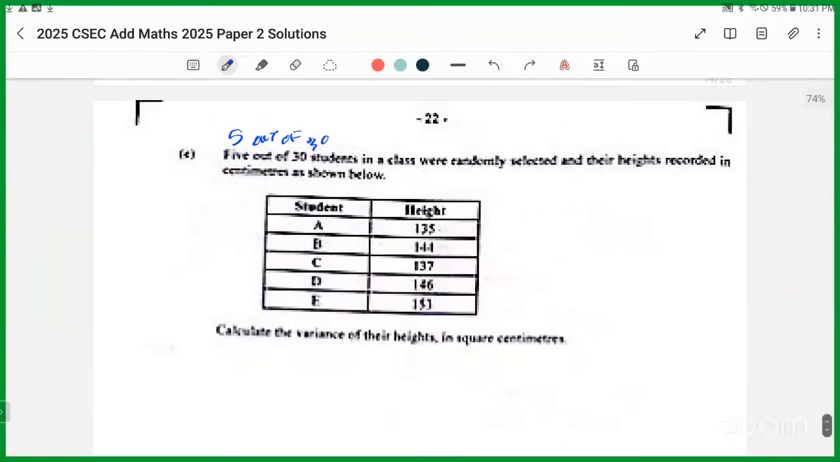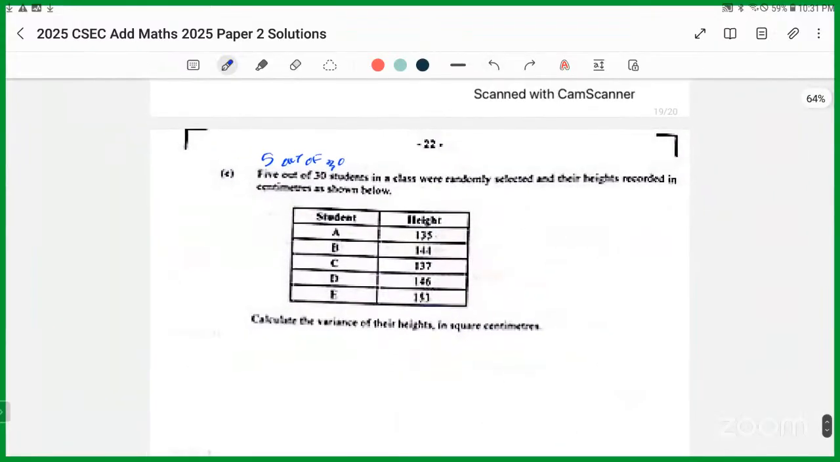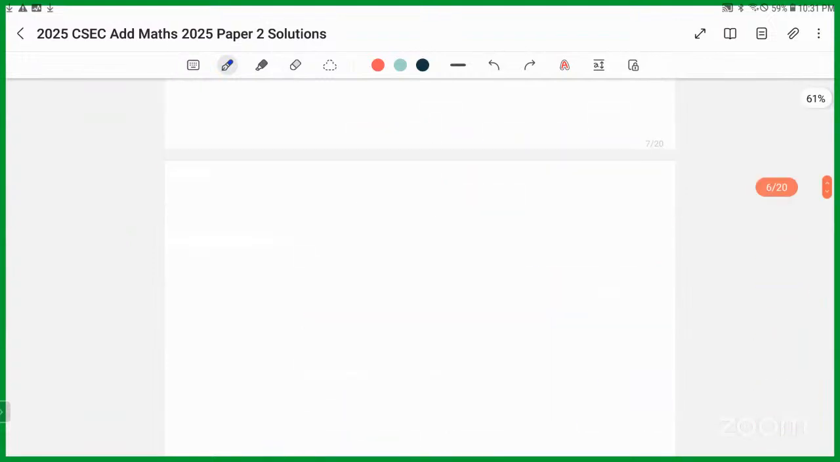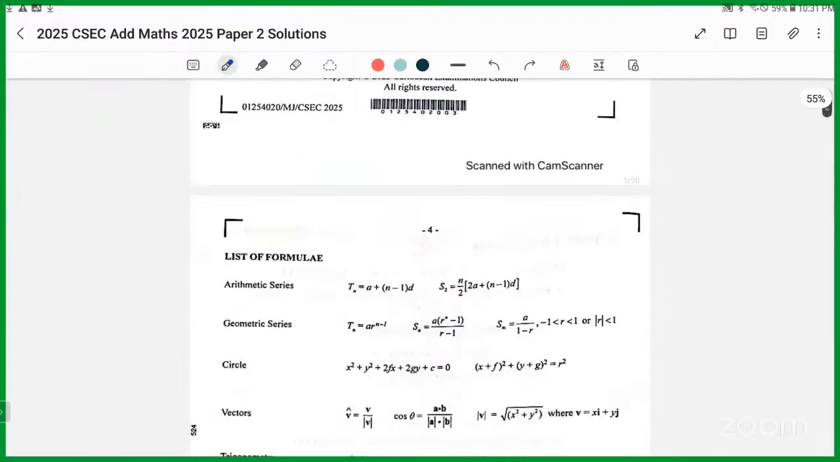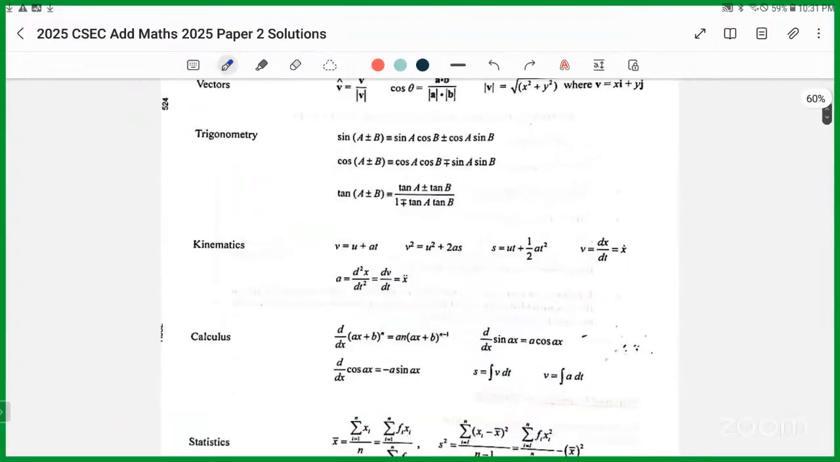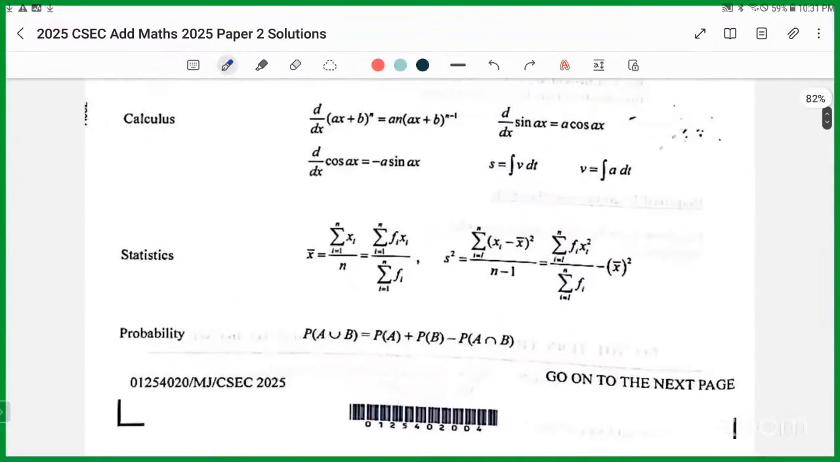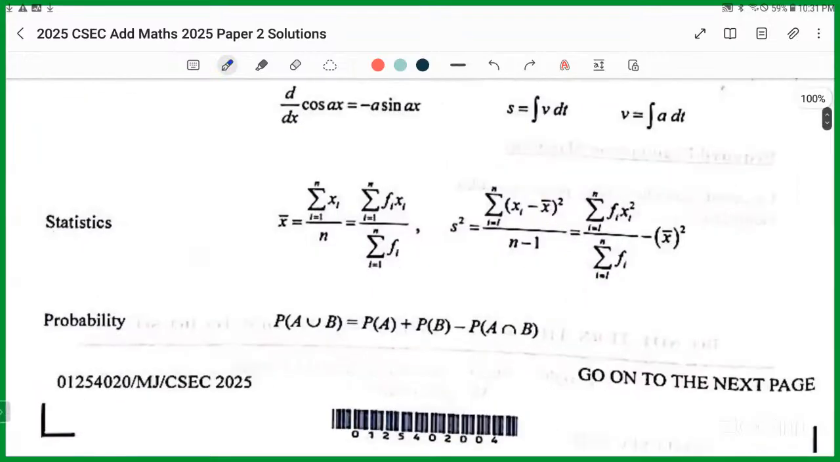Centimeters. Square that. Oh, because for variance, the formula is on the sheet. Remember, variance is the square of standard deviation. So actually, this is variance. Either this formula or this formula.